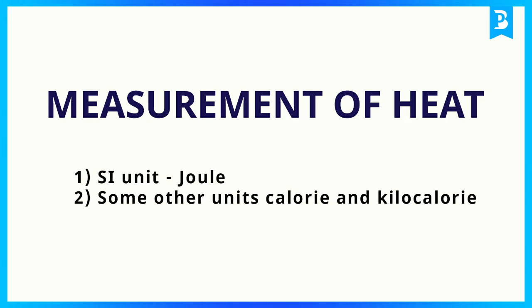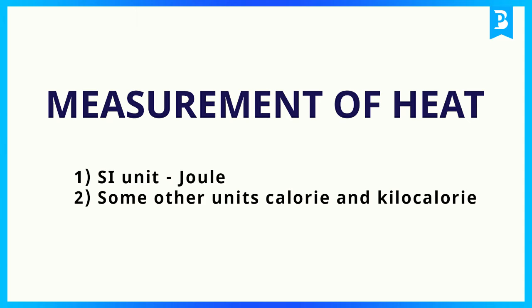Welcome students. In today's video I am going to explain to you about calorie, kilocalorie, heat capacity, and specific heat capacity. Students, we have already learned that heat is a form of energy whose effect causes the temperature of an object to increase. And the SI unit of heat energy is joule.